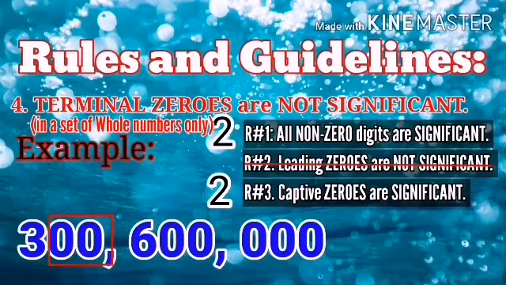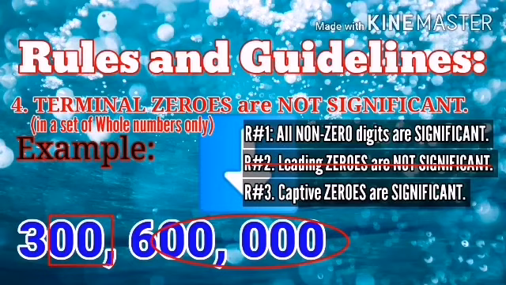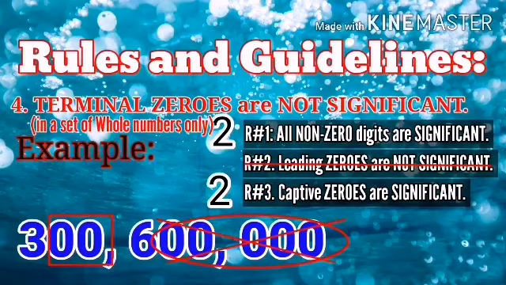Now, let's apply rule number 4. Saan dito ang tinatawag natin na terminal zeros? Okay, these are now the terminal zeros. And according to rule number 4, terminal zeros are not significant. Therefore, hindi natin siya sasama sa bilang. How many significant figures do we have now? We have 2 from rule number 1 and 2 from rule number 3. All in all, we have 4 significant figures for these digits. Nakuha nyo na ba ang rule number 4?